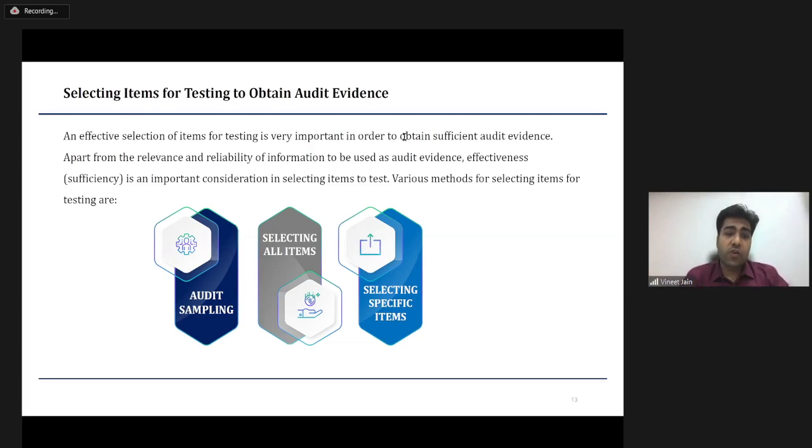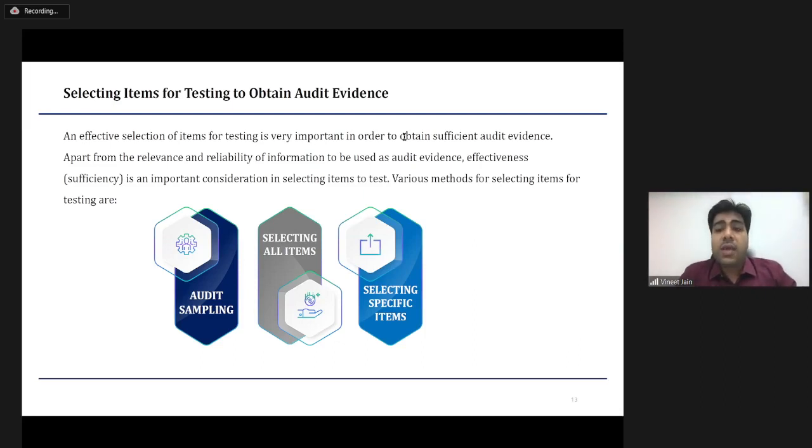During the course of our audit, we always come across a huge volume of transactions for testing, or the books of accounts have a lot of backups, and it is practically impossible to test everything or to check everything. And in order to get comfort over those numbers and get sufficient appropriate audit evidence, we need to apply certain techniques for selecting items for testing to obtain audit evidence.